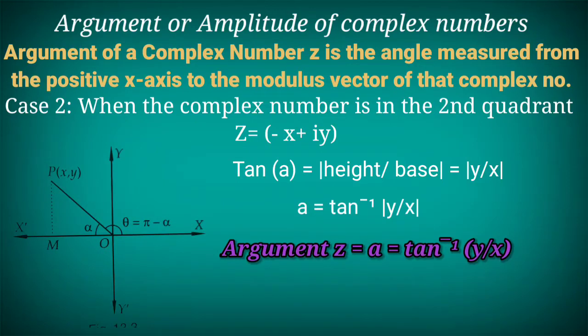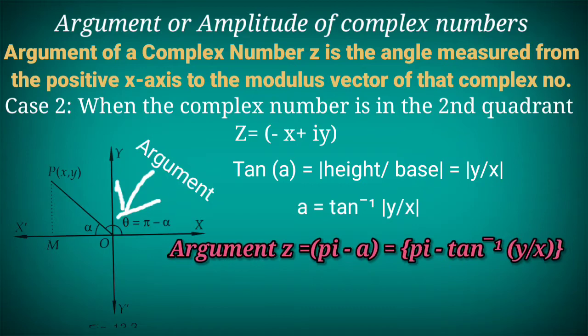which is z equals minus x plus iy. Now if we take alpha as the acute angle between mod z and the x-axis, then alpha will be the angle related to the negative x-axis, but the argument is an angle measured from the positive x-axis. So argument z equals theta equals pi minus alpha, which is pi minus tan inverse y by x.